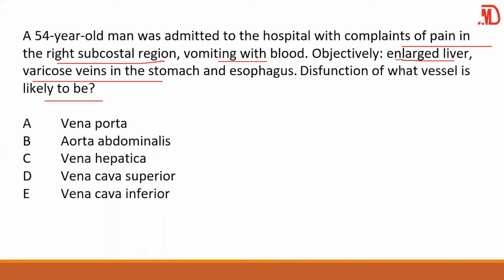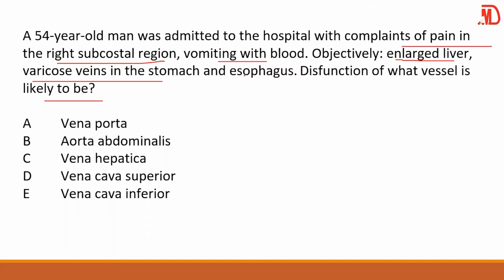Because they've told you that there is an enlarged liver, varicose veins in the stomach and the esophagus. That means all these places are enlarged. So you ask yourself, what vessel is connecting the GIT to the liver? So you are thinking of what? Yes, the vena porta, or the portal vein. The portal vein connects the intestine to the liver. Or hepatic portal vein.